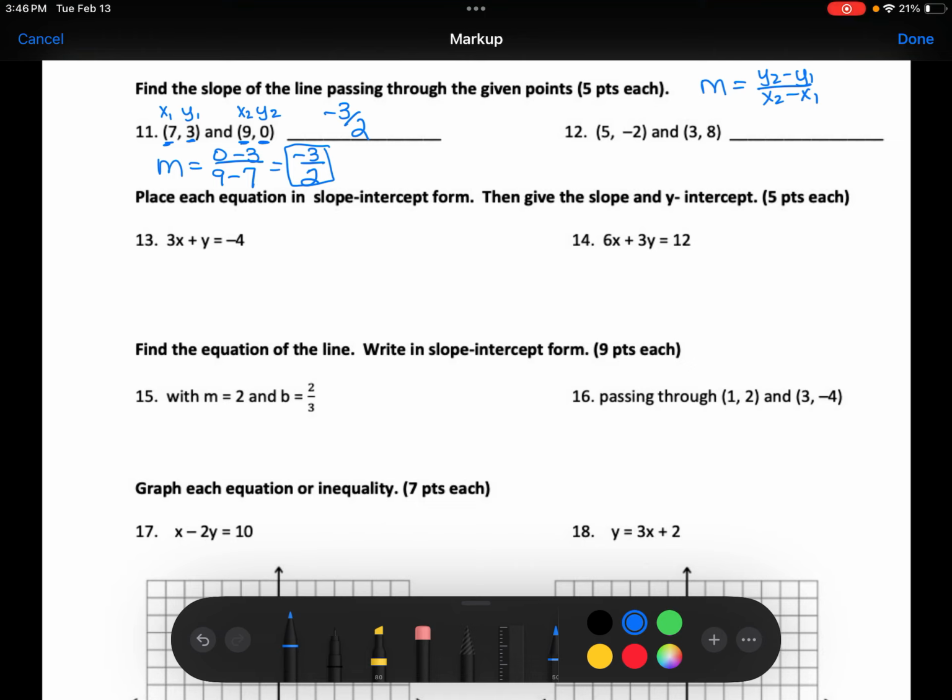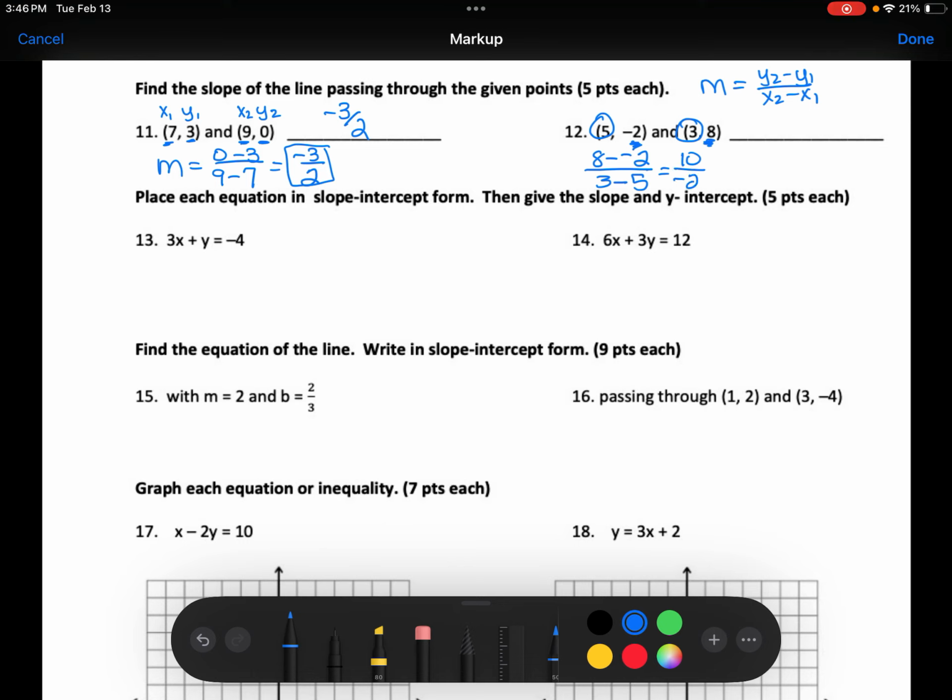Okay, number 12. Once again, we're going to use the same formula. We're going to do y2 minus y1. So that's 8 minus negative 2. And then we're going to do x2 minus x1. So that's over 3 minus 5. So if you don't know how to do these, do them on your calculator. Put in 8 minus negative 2. That gives you 10. 3 minus 5 gives you negative 2.